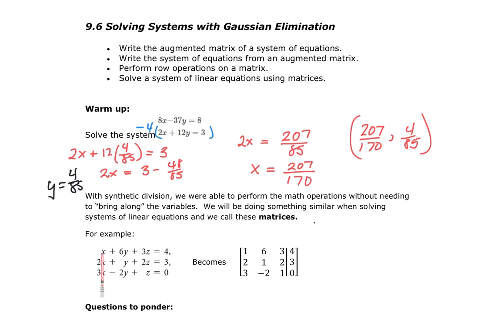So I peel off the coefficients, just like in synthetic division. I peel off the coefficients on the x, y, and z, and for the first equation they're going to go in the first row. This is the coefficient for x, y, and z. And then I put this line here. This line helps me to know that everything on the right side of that line are the constants. So that was where the 4 came from. The second row is the second equation with the coefficients peeled off, and then the constant. And the third equation is the third row with the coefficients pulled off and the constant here.